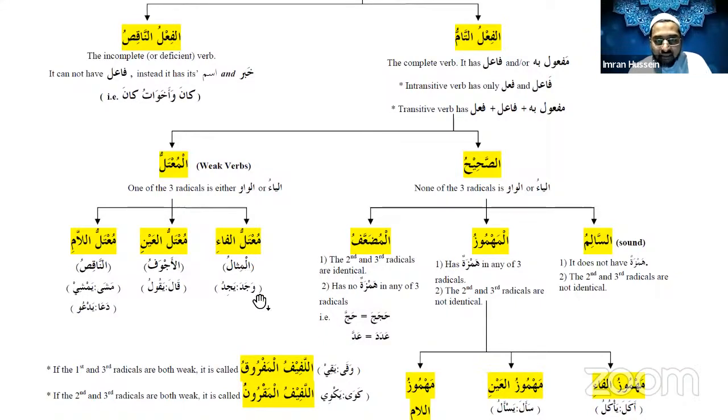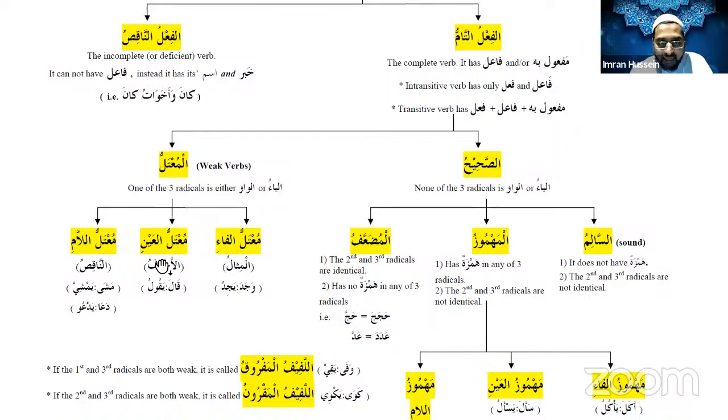because it's coming in the middle letter and everything is measured on the pattern of fa'ala, the verb which has a weak letter is called al-mu'tallu. Mu'tallu means a sick verb. Now, when it comes to the beginning, it's called mu'talul fa.